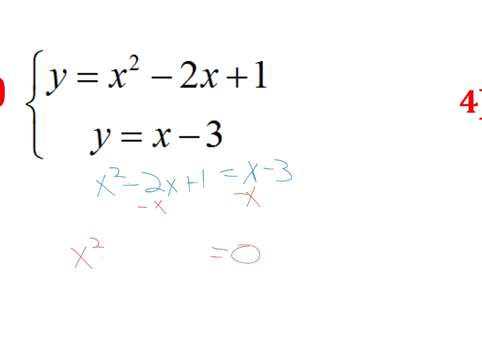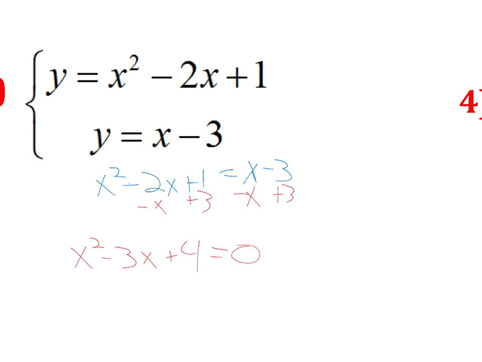This would be x squared minus 3x. Add 3 to the other side, plus 4. X squared minus 3x plus 4. So we want to figure out when these lines intersect. Our goal, just like normal, is going to be to factor this out.